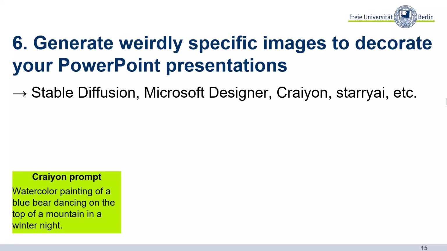So here's an example of a prompt you could use with Crayon or any other tool. I asked here for a watercolor painting of, and this is just the first idea that came to my mind, of a blue bear dancing on the top of a mountain in a winter night. And it's a good idea to specify the kind of aesthetic you're looking for. Here I asked for a watercolor painting. I could have also asked for a black and white photo or an oil painting. That would have also worked. And here's what I got.